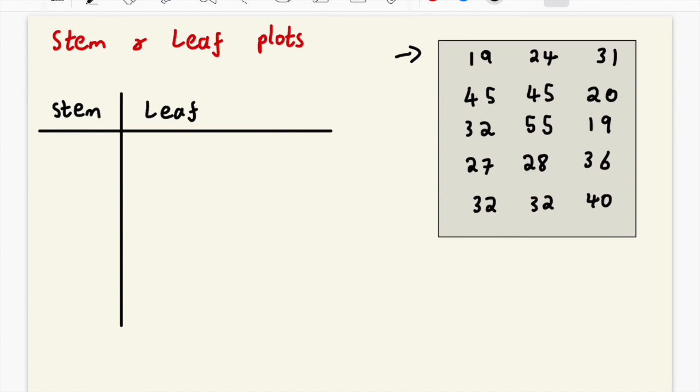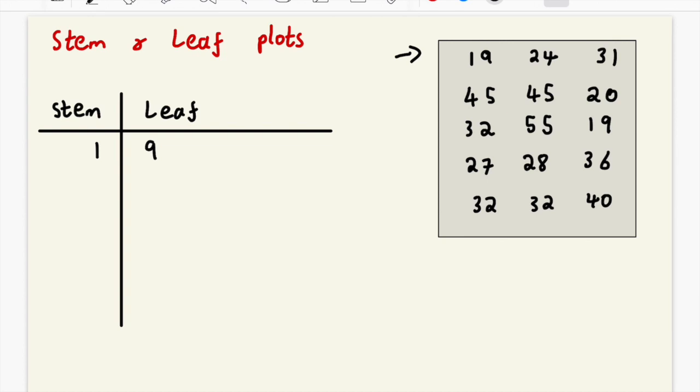So what we're going to do is have the first number of each number on the stem side and then have the second part on the leaf. So if we start off with the first number, it is 19. So 19 falls within the teens, so it is between 10 and 19. So it has a 1 as its first digit. So we're going to have the 1 on the stem side, and then the 9 will go on the leaf side. And when you combine those, it makes 19.